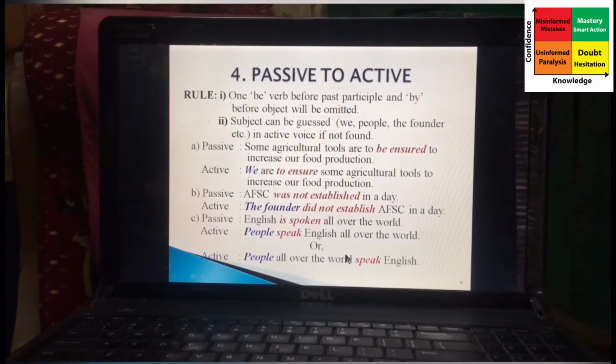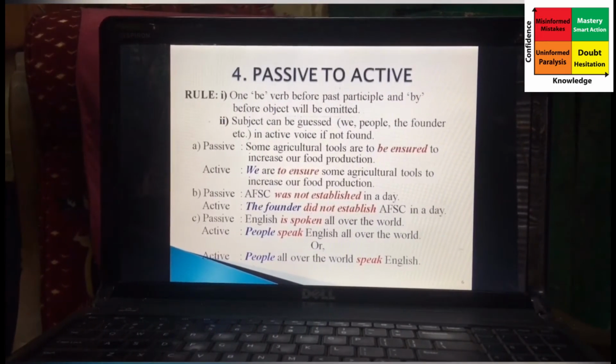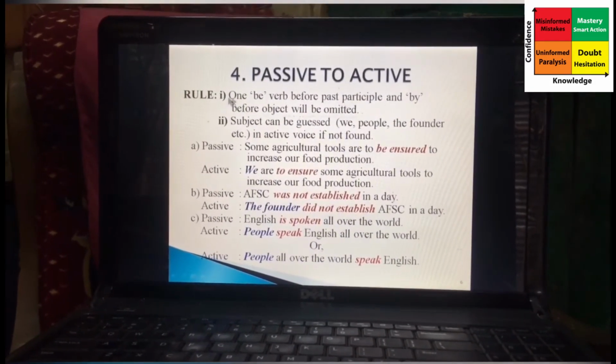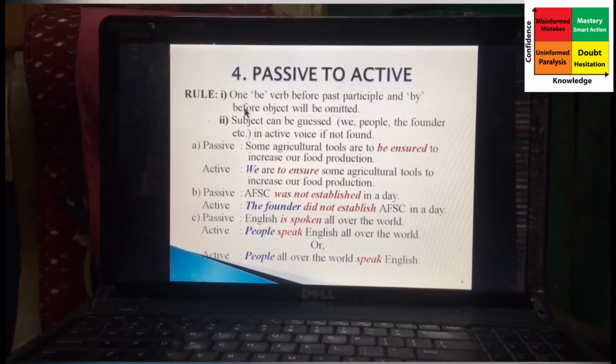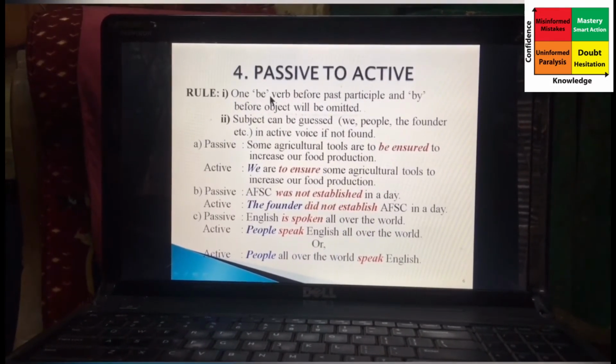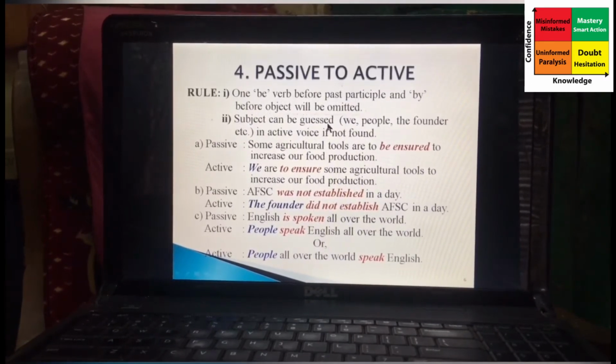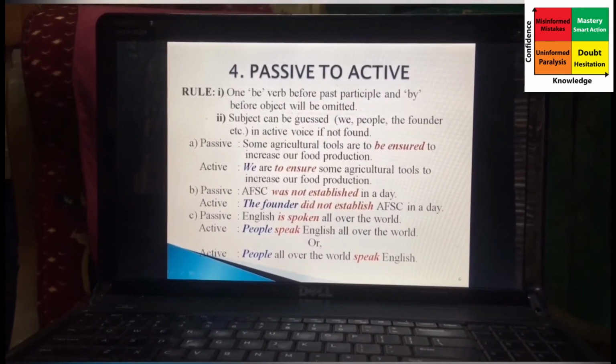And next I'll discuss passive to active. Yes, sometimes in board questions also we get passive to active. Then you have to be careful about two things. Like the be verb before the past participle, that be verb will be omitted. Also by, if we get by, then it will also be omitted, removed. And the subject can be guessed. Sometimes we don't get the object, then we have to guess the subject.